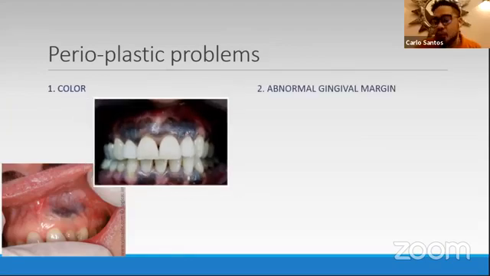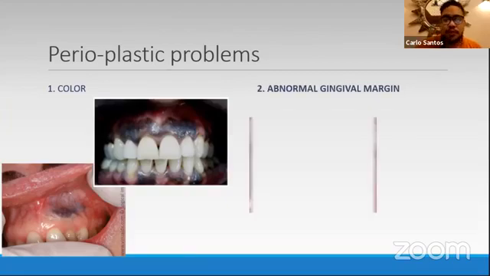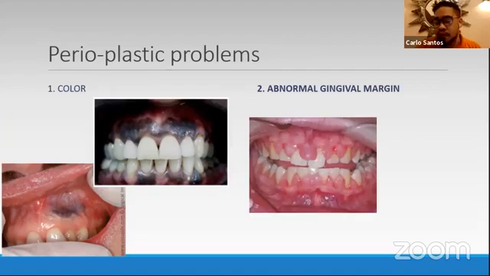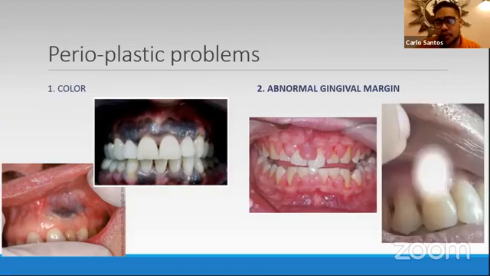Another problem is abnormal gingival margin. So you can see hyperplasia of the gingiva. That's abnormal gingival margin, and yeah, this is a good friend of mine, Don Don.